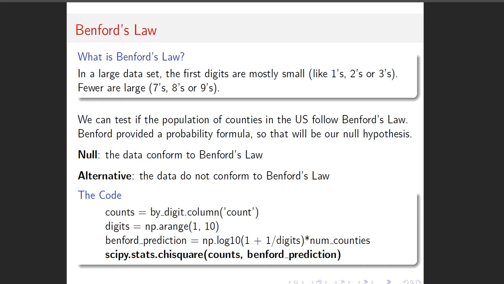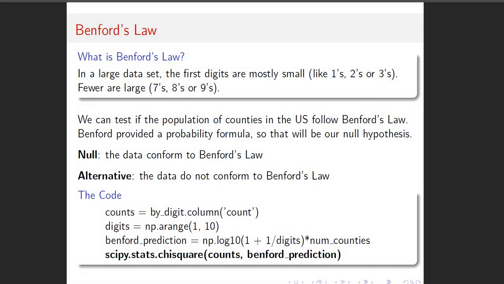Now the final example in this notebook goes over Benford's law. Benford's law is kind of little known, but it turns out to be correct a large proportion of the time. They say that in a large numeric data set, most of the first digits, the leading digits, are small, your ones and twos and threes, and a lot fewer are large, like 7s, 8s, and 9s. You're like, what in the world is this?